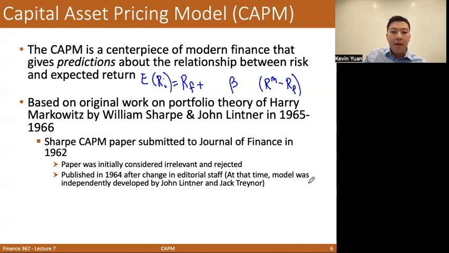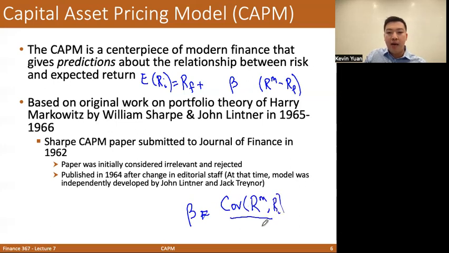Okay, and beta, more specifically, sorry about that, is equal to the covariance of the market's return with security i, divided by the variance of the market. Okay, so this is the definition of beta.